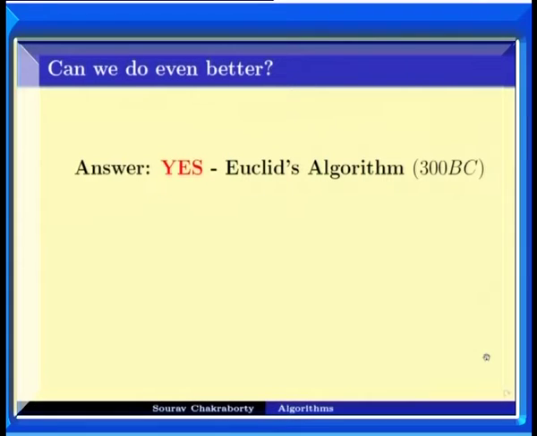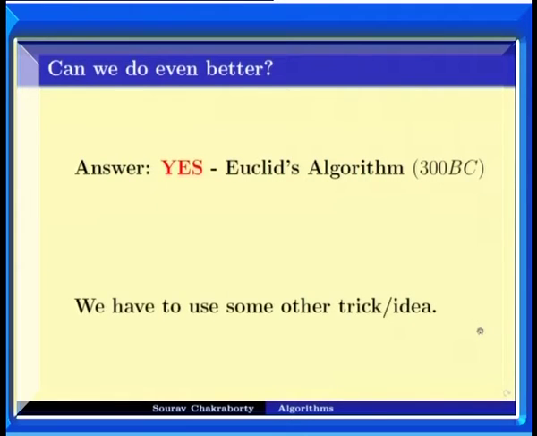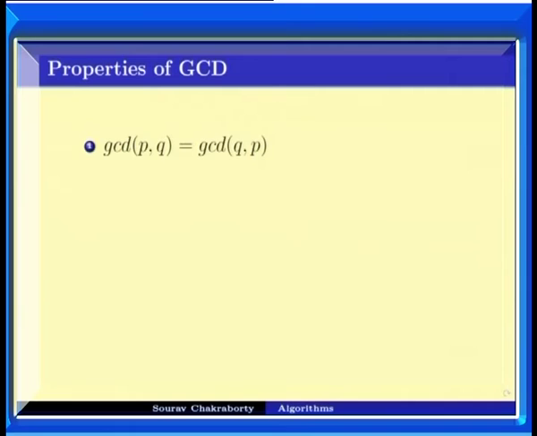And if we can do that, we can of course get a better algorithm. And to your surprise, the better algorithm is something that comes to us over 2000 years ago. It comes from Euclid, which is 300 BC, and we have to use a new trick for that. So first of all, let's revisit the properties of GCD.